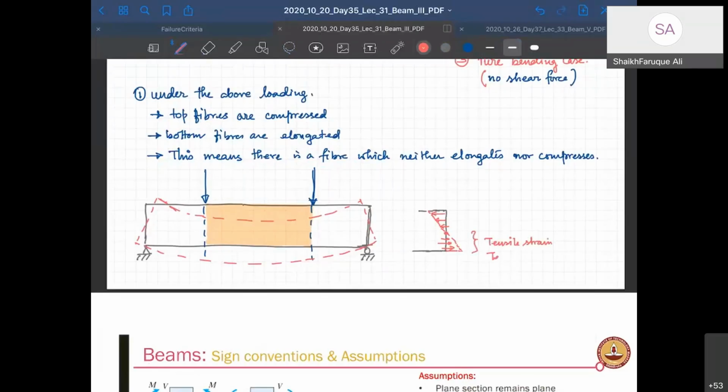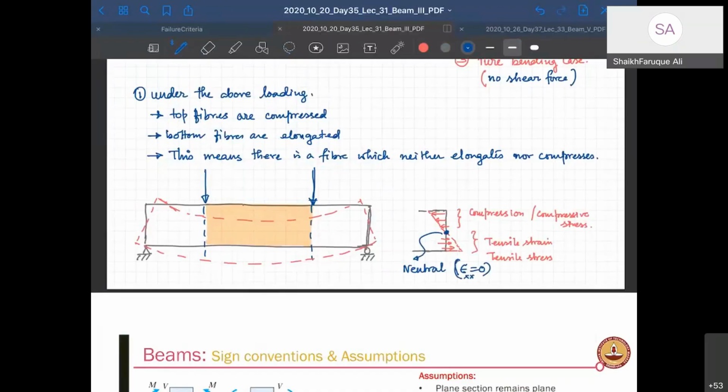which also means they are under tensile stress by Hooke's law. This portion is in compressive strain, compression or compressive stress. Right. So this fiber located here has neither elongated nor compressed, right? So the strain is supposed to be zero. This location fiber is called neutral. Strain equal to zero. Okay, strain epsilon xx.